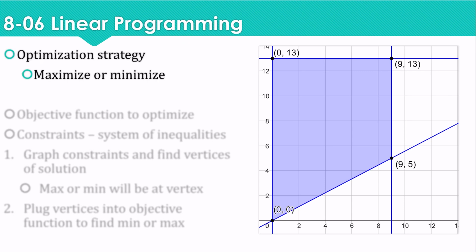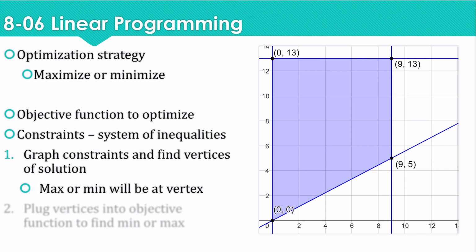Linear programming is an optimization strategy, which means you can use it to find the maximum or the minimum of some function. It has several parts. We have an objective function that you want to optimize, find the maximum or the minimum of it. And it has some constraints, which are a system of inequalities that limit the values of the variables.